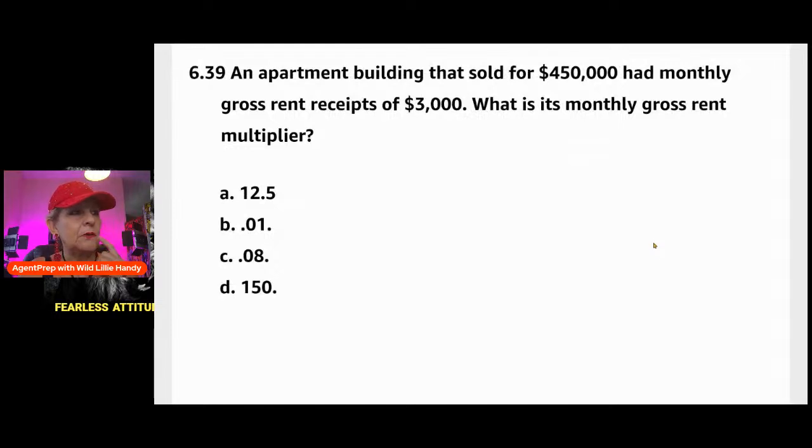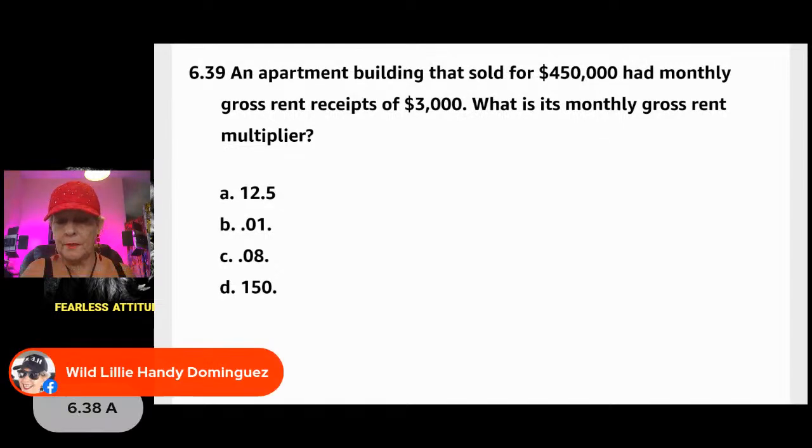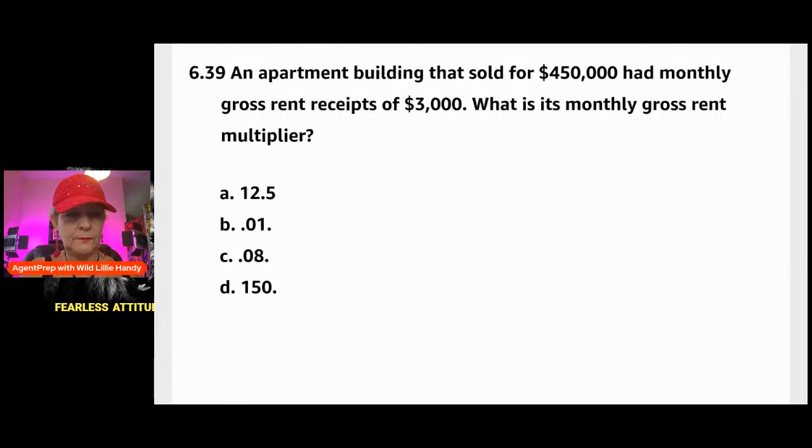All right. So number 39. An apartment building that sold for $450,000 had monthly gross rent receipts of $3,000. So always pay attention to monthly, yearly, quarterly, all that. It's a key point. So it sold for $450,000. What is its monthly gross rent multiplier? A, 12.5, B, 0.01, C, 0.08, or D, 150.